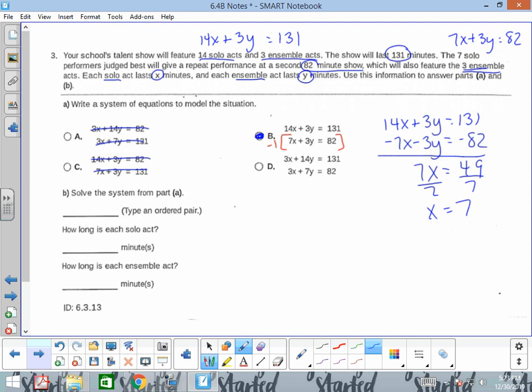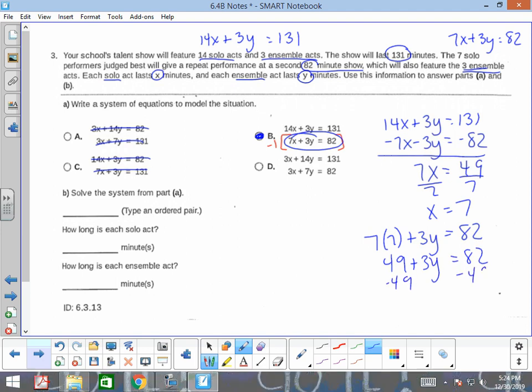Then I'm going to take 7 and plug it back in for one of them. I'm just going to plug it back into the original second equation. It has smaller numbers in it. So 7 times 7 plus 3Y equals 82. I'm using this equation right here. And subtract 49. So 3Y equals 33. And Y is equal to 11 when I divide by 3. All right, so my ordered pair, because it says type an ordered pair first, X is 7, Y is 11.